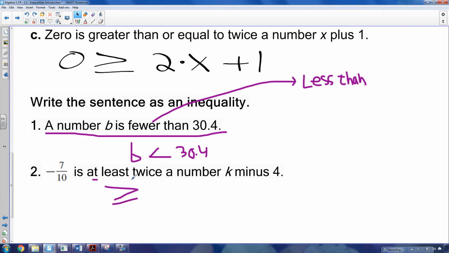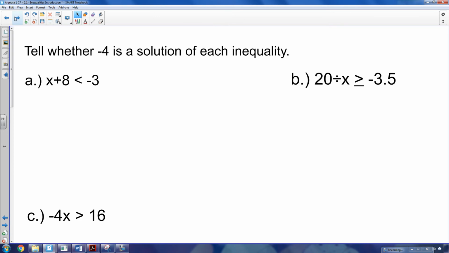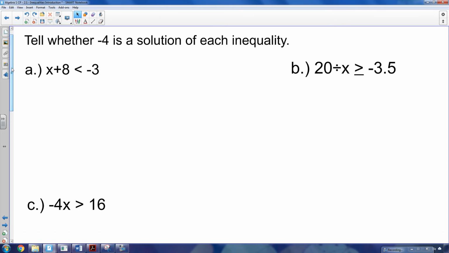So on to the last page here. The last page just has a few more things. This is talking about solutions. It might be a wise choice for you to circle or highlight or underline this -4 right here, because you want to see if -4 is the solution. So you're taking -4 and plugging -4 in for x. You're replacing the x with -4, and you're seeing if everything works out.